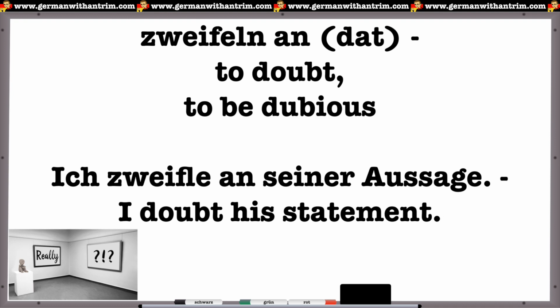Zweifeln an, dative, to doubt about somebody or something, to be dubious about. Ich zweifle an seiner Aussage. I doubt his statement. Where's the doubt? On his statement, therefore, dative. Ich zweifle an seiner Aussage.